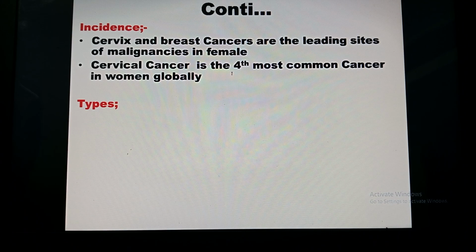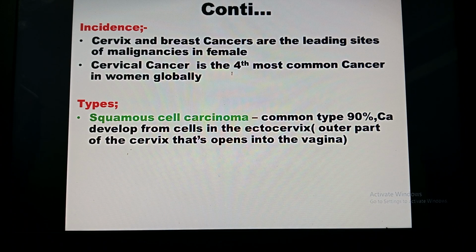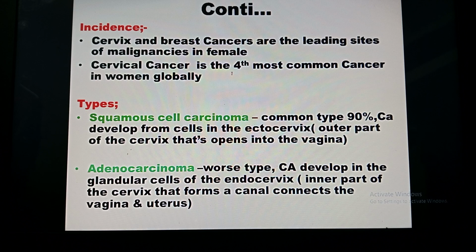Types: there are two major types. The first one is squamous cell carcinoma and the second one is adenocarcinoma. Squamous cells cover all the organs, skin, respiratory system, uterus, everywhere squamous cell is there. It is a covering membrane. In squamous cell carcinoma, 90% of cervical cancers are squamous only, meaning the cancer begins in the outer part of the cervix. Adenocarcinoma is one of the worst types. The cancer cell begins from the inner part of the cervix. So these are the two major types of cervical cancer.